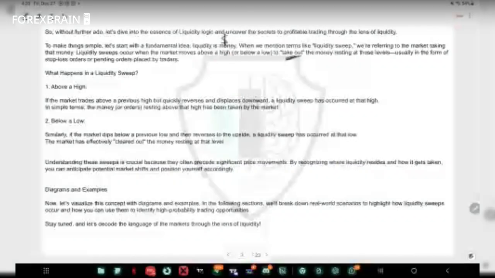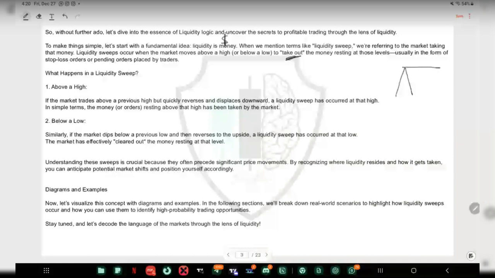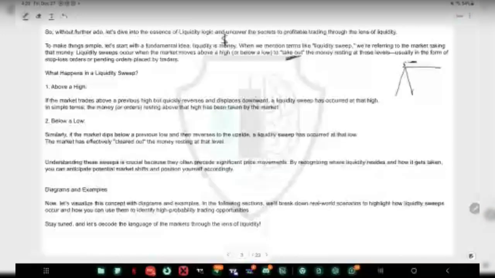Let's say, for example, we have something like this. And then there's a particular trader that is selling from here, this high. So the stops will be above this high, right? Now, when price retraces, there's another guy that is looking to sell from this guy here. And the stop will also be here.